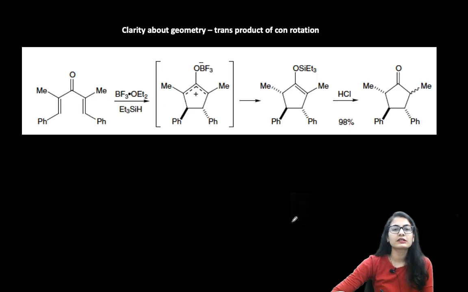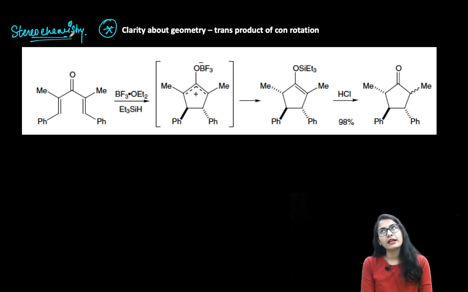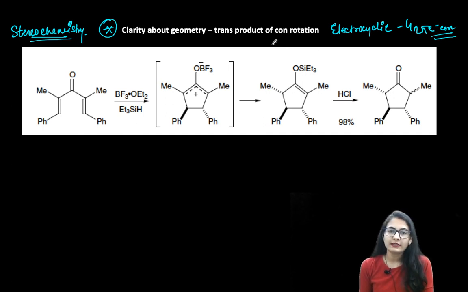Alright, let's now consider one more reaction. Now about the stereochemistry. Here we are talking about the stereochemistry. What stereochemistry, guys? Basically, in the last step that we talked about, it is an electrocyclic process, electrocyclic with 4n pi electrons and conrotatory process. Now how are we going to understand that?